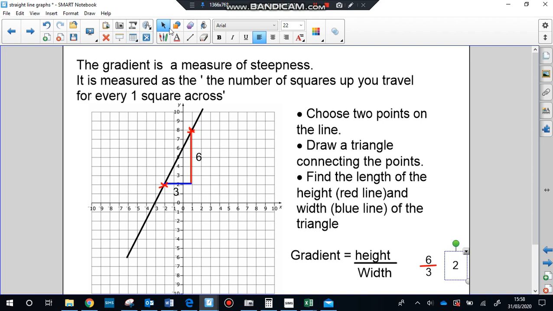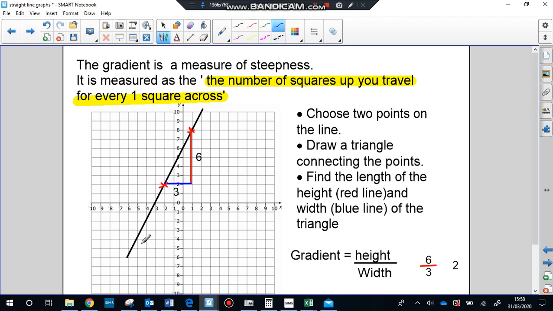So when we come back, I want to come back to that sentence now. Let me just highlight the sentence. Okay, so it's the number of squares up you travel for every 1 square across. Okay, so let me get a decent pen. Should we go for blue?